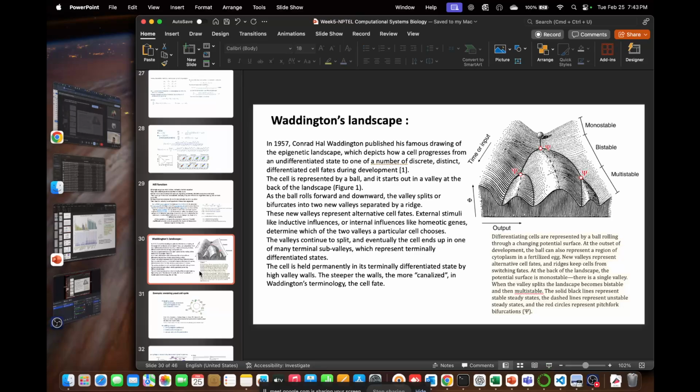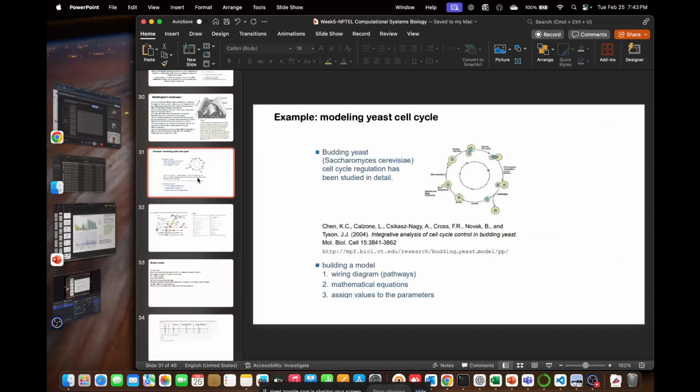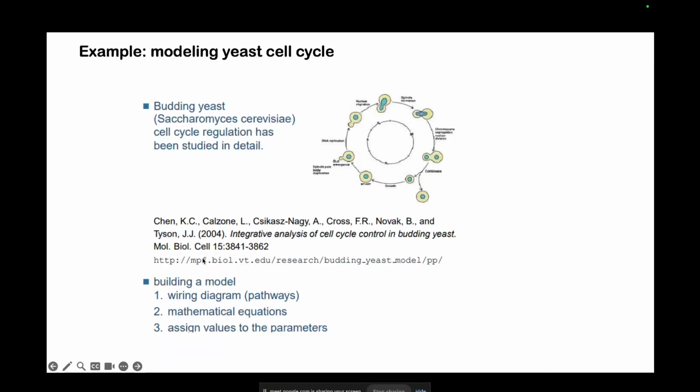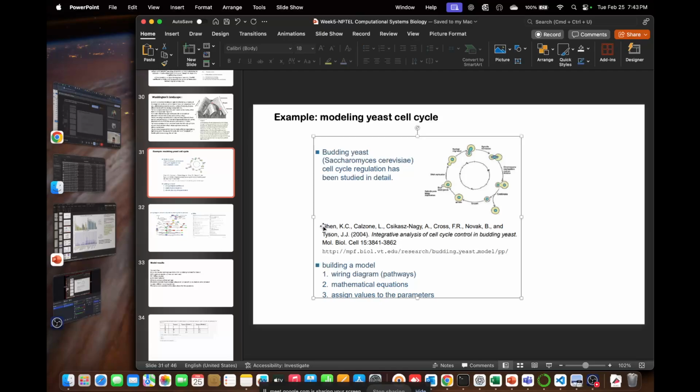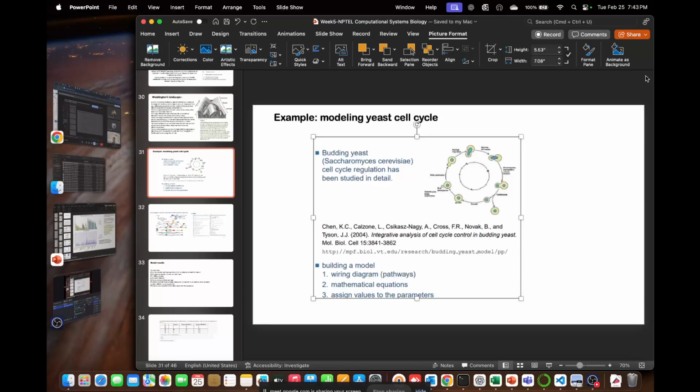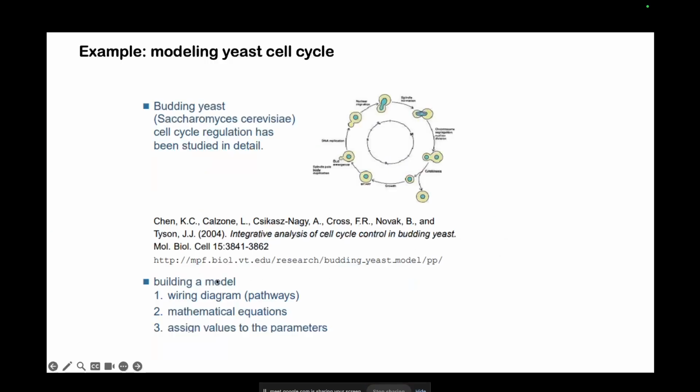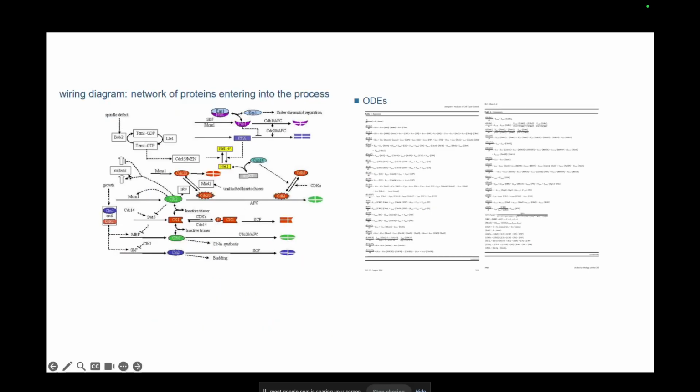Okay, then the rest of the stuff I had kept as examples. So this is how you model a yeast cell. This is the actual paper, "Integrative analysis of cell cycle control in budding yeast." So they have done the whole modeling on this budding yeast, how it goes from a zygote to a full-grown yeast, and how it divides again to form a zygote again. So this is the whole network of proteins that are involved in this particular process.